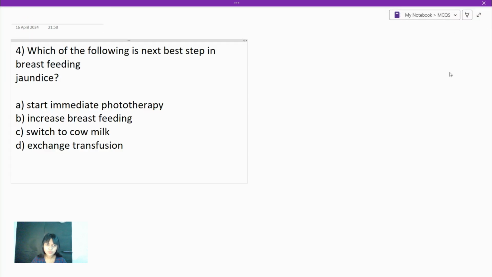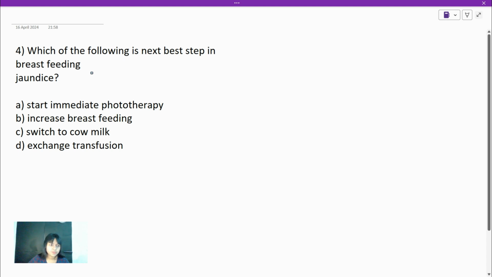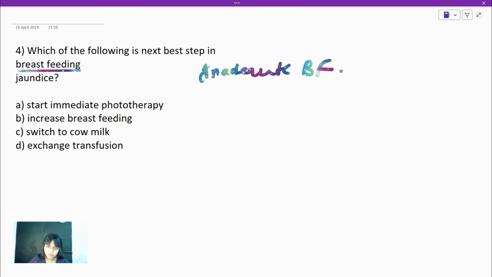So that is, which of the following is the next best step in breastfeeding jaundice? So read it properly. This is breastfeeding jaundice. Okay, so what is breastfeeding jaundice, students? Breastfeeding jaundice occurs due to inadequate breastfeeding. Okay, so inadequate breastfeeding leads to lesser bilirubin elimination and increased enterohepatic circulation. Okay, what you need to do here is just increase the breastfeeding. Okay, you don't need any further treatment generally.